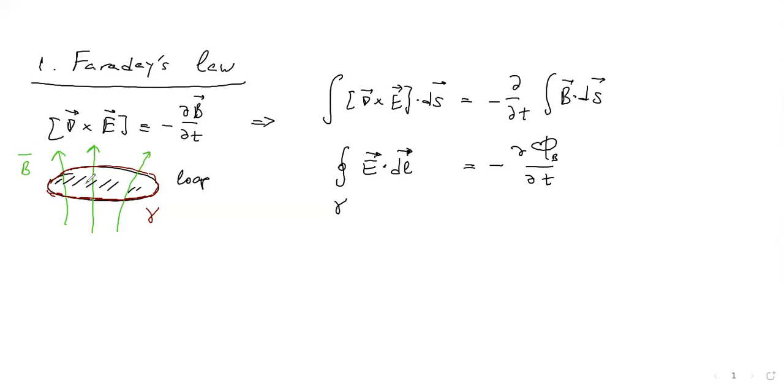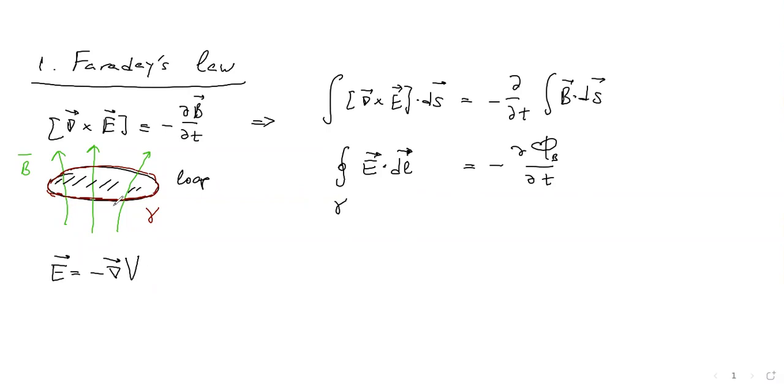Because the electric field can be related to an electric potential, V. Because the electric field is equal to negative gradient of V, we can plug this electric field here and integrate over this gamma, and the result will be very interesting. That will be the change in the electric potential when you go along the loop.